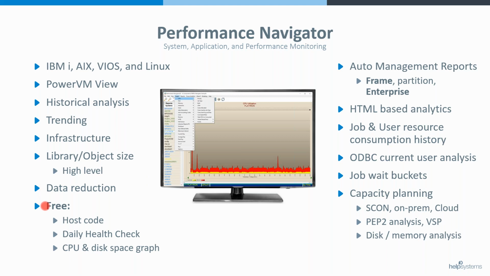Now, one of the significant differences of Performance Navigator from these other two products is that the host code that collects the data is free. So in other words, whether you have a license for your production system and you don't have a license for your test and dev system, our recommendation is to install the host code to collect the data, because at some point you may need to have that, for example, for capacity planning. And it would be nice to have a year's worth of data versus only 10 days or so, right?